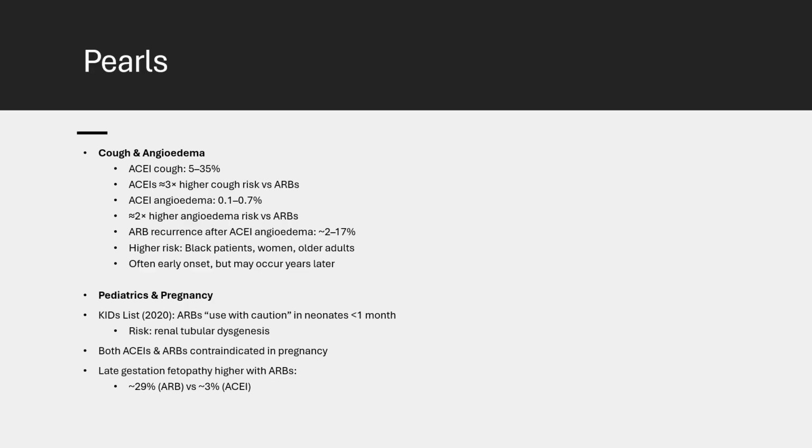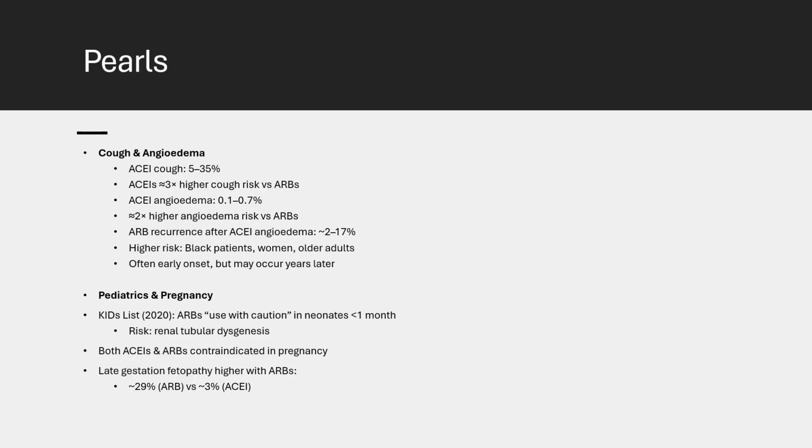Earlier I mentioned ARBs have a lower incidence of cough and angioedema compared to ACE inhibitors. ACE inhibitors cause cough in about 5 to 35% of patients, and ACE inhibitors have roughly a 3.2-fold higher cough risk than ARBs. ACE inhibitor-associated angioedema occurs roughly in 0.1 to 0.7% of patients and is about 2.2 times more common with ACE inhibitors than with ARBs.